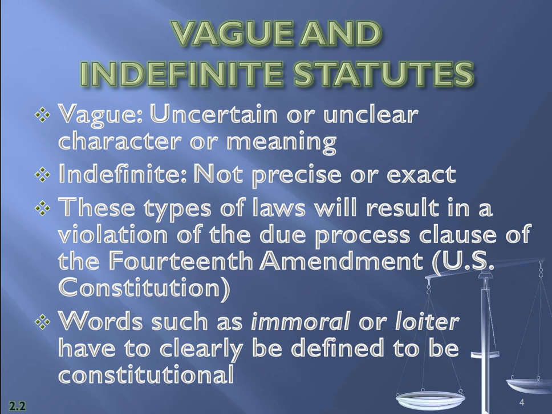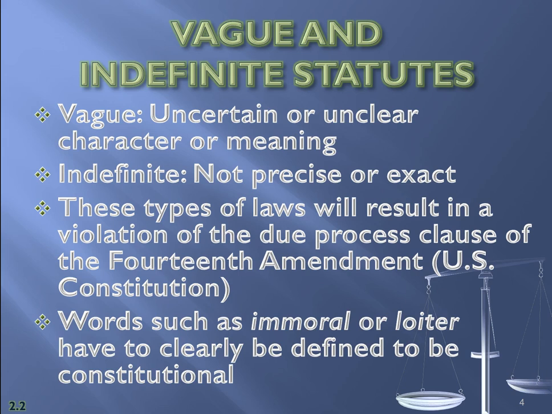So what the law is telling us here, words such as immoral or loiter really have to be clearly defined to make them constitutional. So if we're going to put these in a law, in a crime, and we're going to prosecute, we need to define what immoral is, what the immoral thing is, or we need to define what loiter is, or what actions constitute loitering. So I hope that kind of makes it a little bit easier.